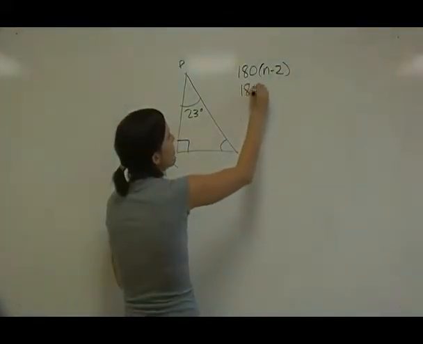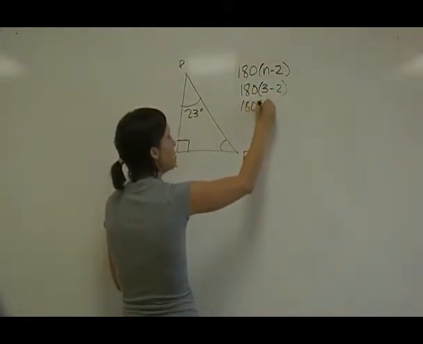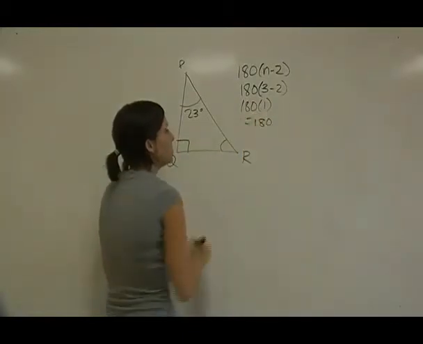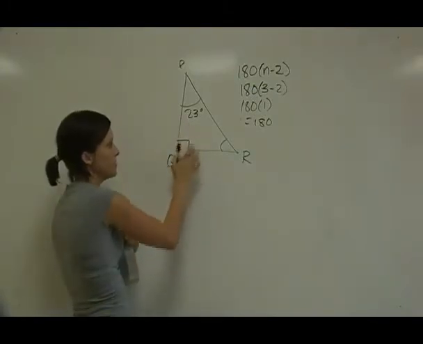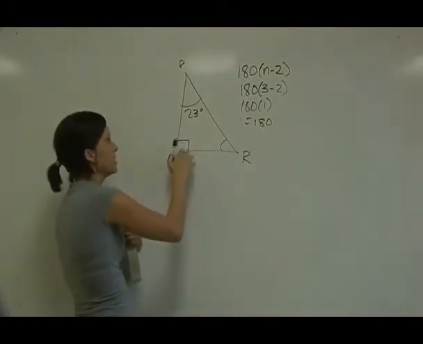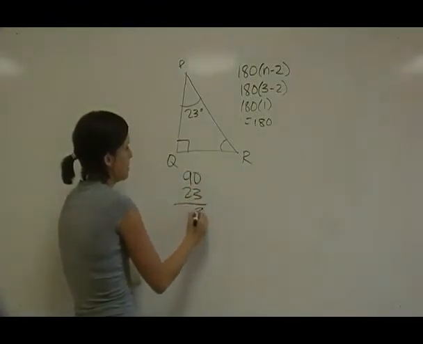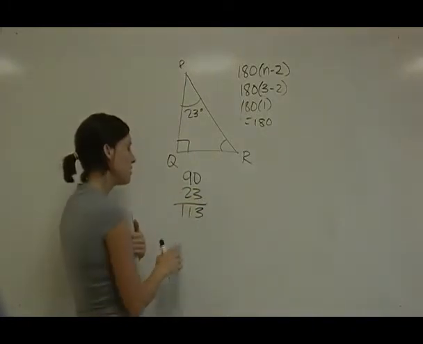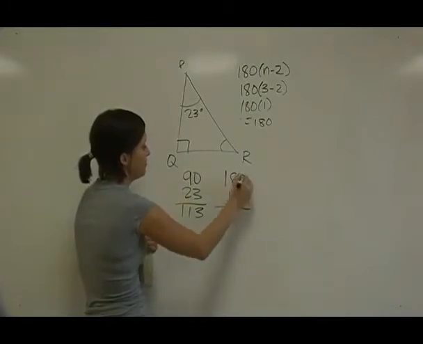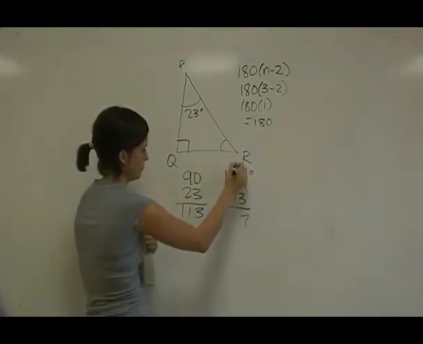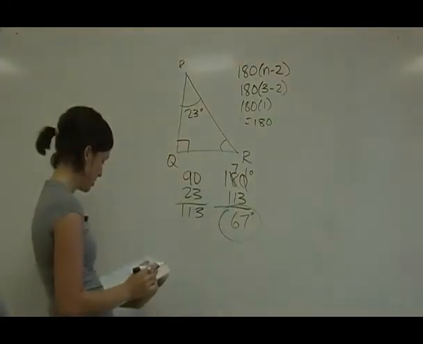So n being the number of sides, we have 3 sides in a triangle, minus 2. So you have 180 times 1, which equals 180. So always the interior angles of a triangle will equal 180. Knowing that, this will be simple. This means this is 90 degrees and this is 23. So we'll add those together to get 113. And all we have to do is subtract 113 from 180. And we get that angle R is 67, which is selection D.